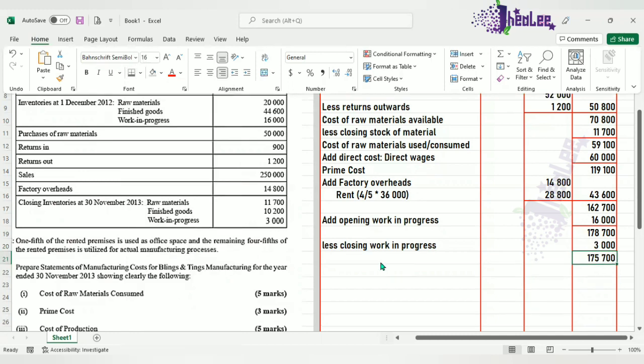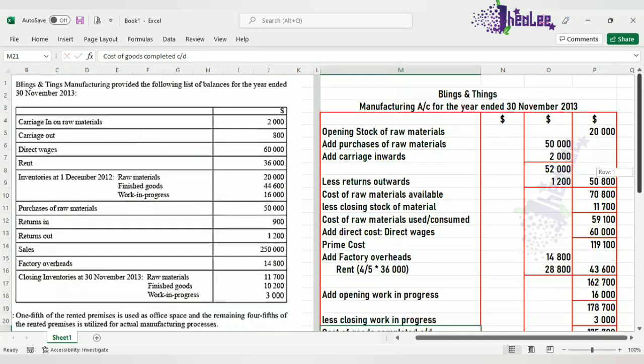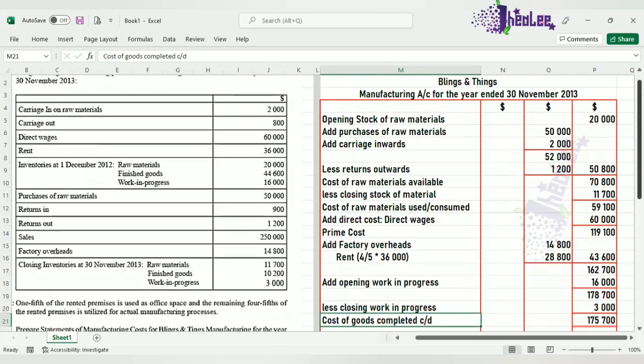And guess what? This is our total cost of production. So this is cost of goods completed, carried down, which is the very same thing as your cost of production. I have carried down because when you get to preparing your trading account, you'll find that this figure would be added to your opening stock of finished goods. Now, this $175,700 is your finished goods cost. So your manufacturing account is used to generate your cost of finished goods. What is the value incurred by the business to complete the goods to be sold?